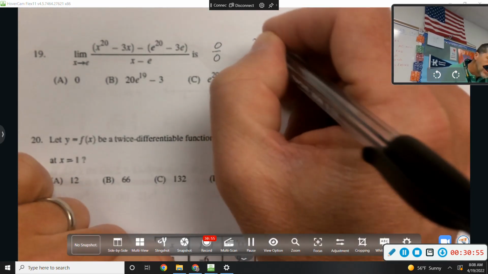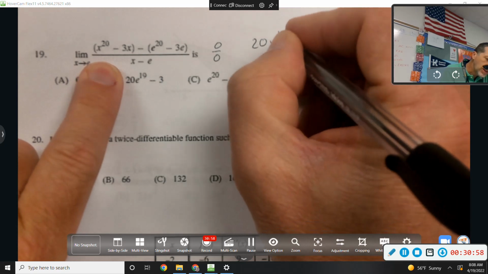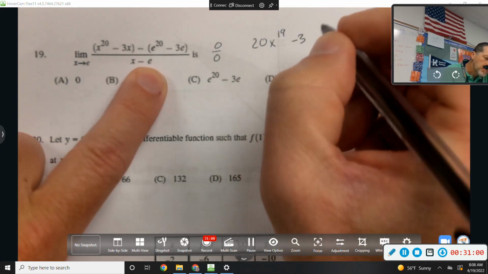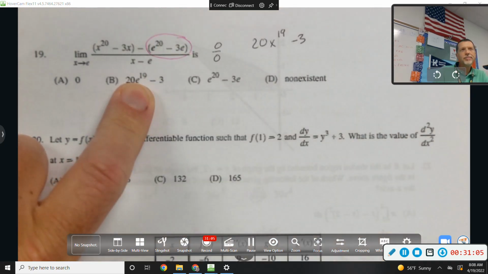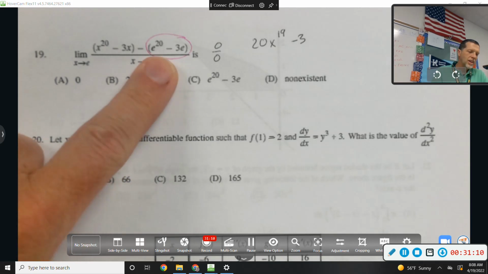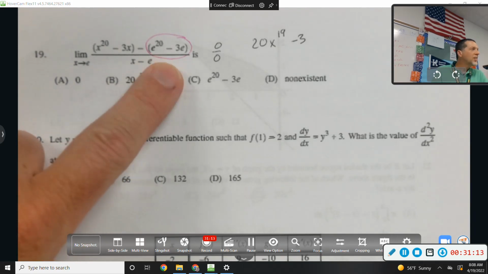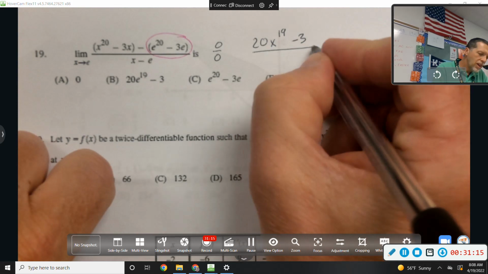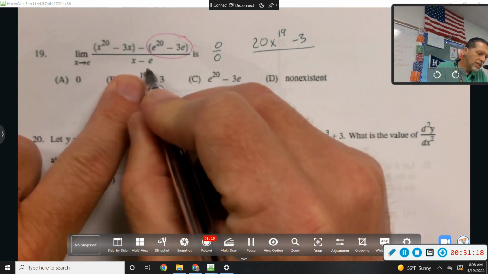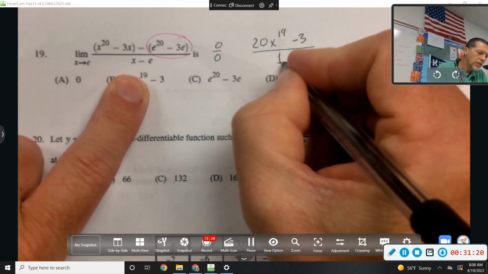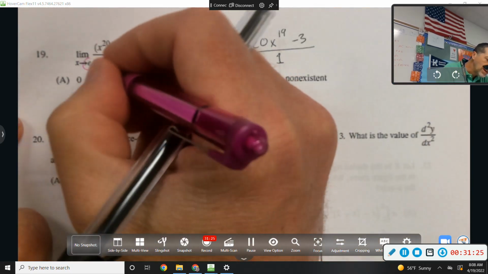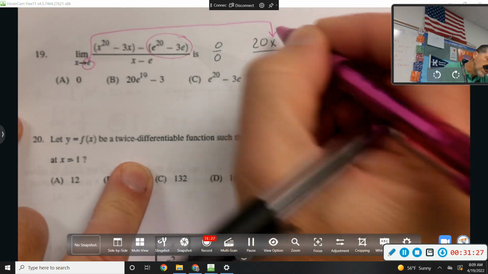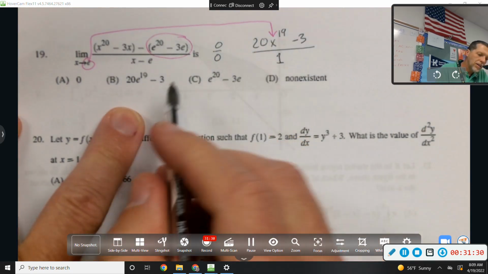So the derivative of the top is 20x to the 19 minus 3. And then what about the derivative of all this stuff? e to the 20th and 3e, that's all just numbers, so that goes away. And in the bottom, the derivative of x would just be 1, and the derivative of e is 0. And so if we plug in e, thank you, L'Hopital, we have an easy question.